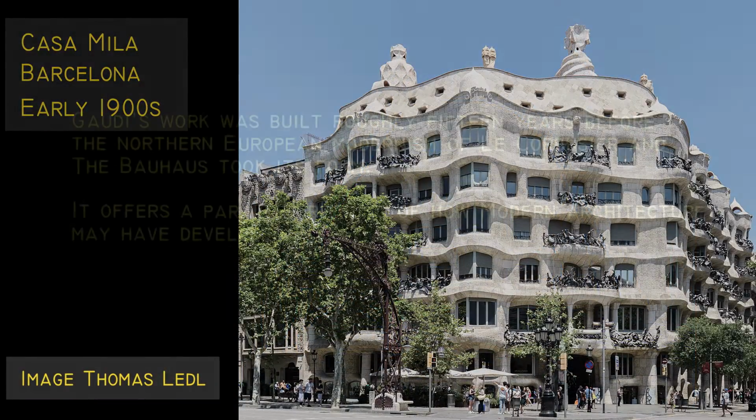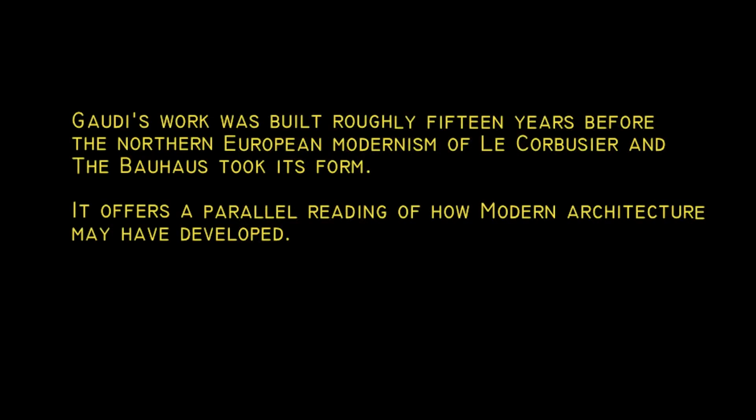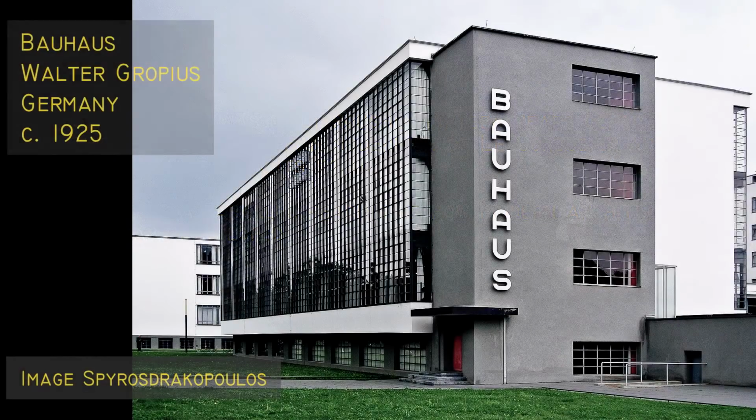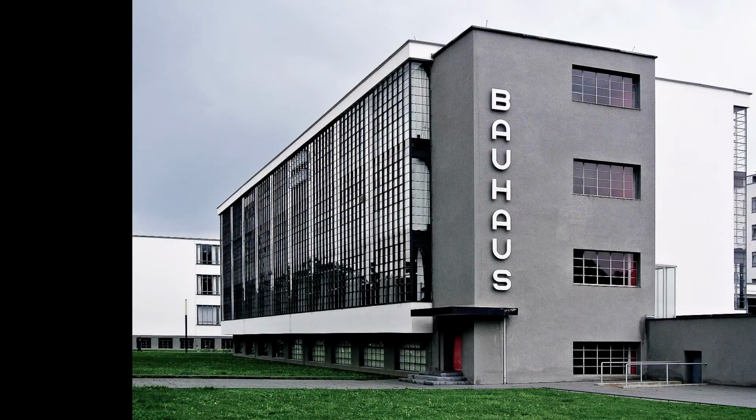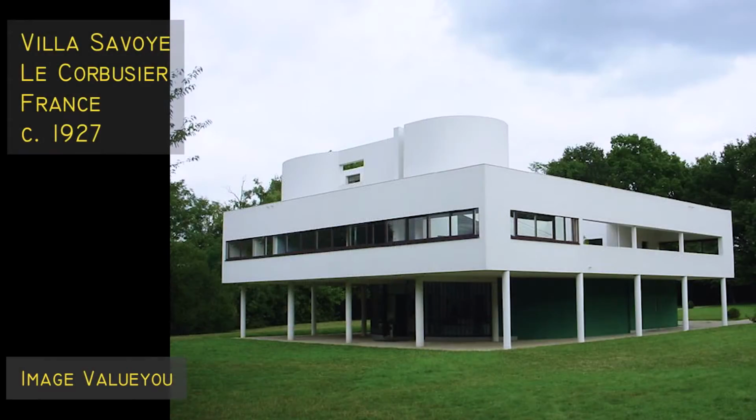His experiments in modernism came only a few years before those of Le Corbusier, Gropius and Mies van der Rohe, but they couldn't have been more different. The northern modernists saw the way forward through technology, a sense of sparsity, and expressions of pure form.